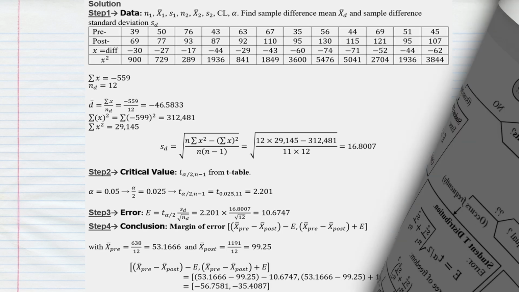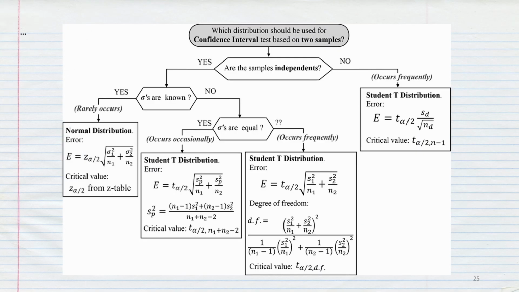The following flowchart describes the process to follow to choose the appropriate distribution, normal or t-distribution, to conduct the confidence interval test based on two samples. Pause the video and have a good look at it. Notice that the first thing to know is whether the samples are independent or not. Then, whether the variances are known, equal, or different.